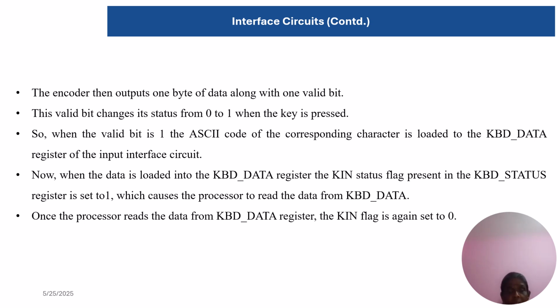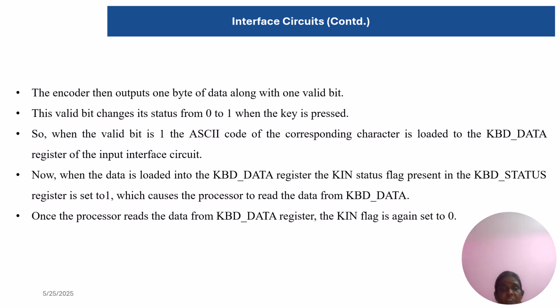The encoder then outputs 1 byte of data, so 8-bit means 1 byte, along with 1 valid bit. So what is that 1 valid bit? The valid bit changes its status from 0 to 1 when the key is pressed. So 0, when the key is pressed, means data has to be sent. So it is changing from 0 to 1.